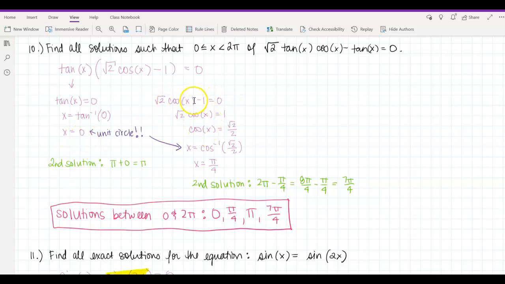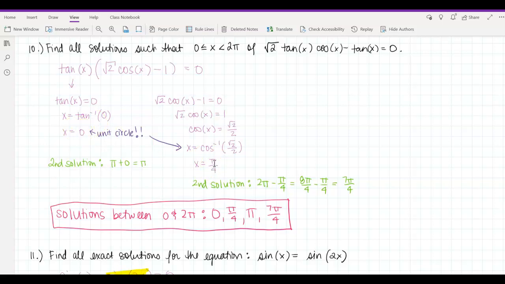I have to add 1 and then divide by radical 2, and then I rationalized it. So if you're wondering where this radical 2 over 2 came from, I divided 1 by radical 2 and then rationalized that. Again, I'm going to use my unit circle to find the inverse, and that gives me pi over 4. So now I have two solutions, 0 and pi over 4.